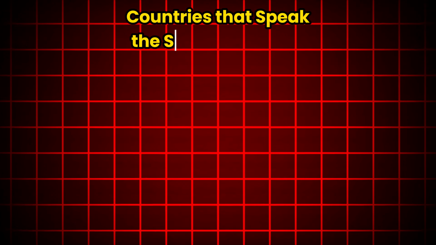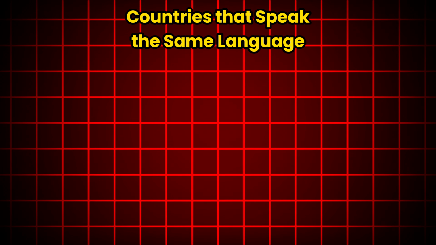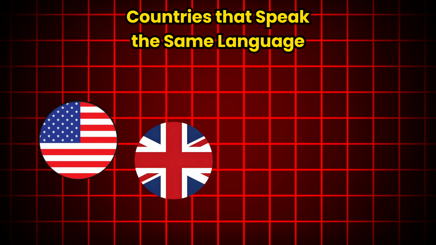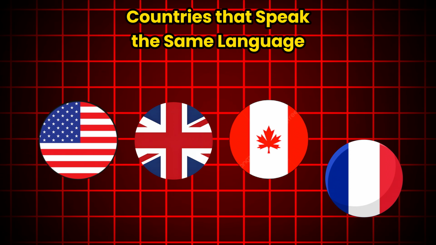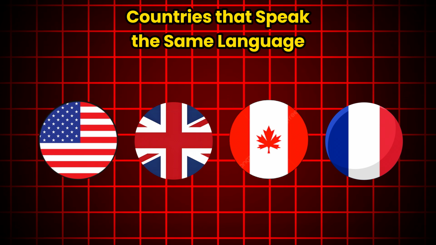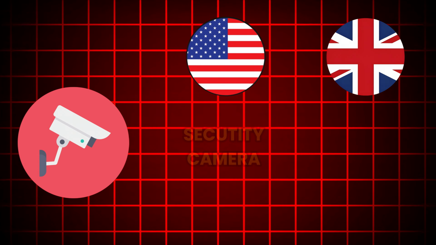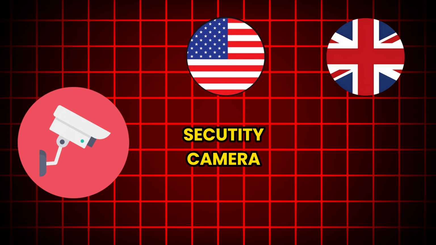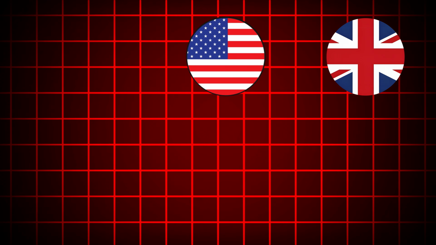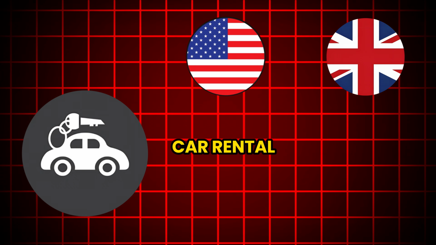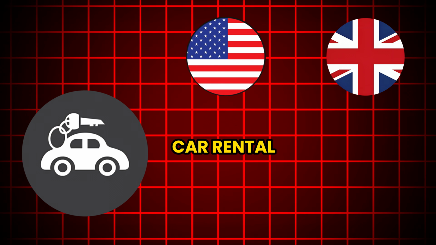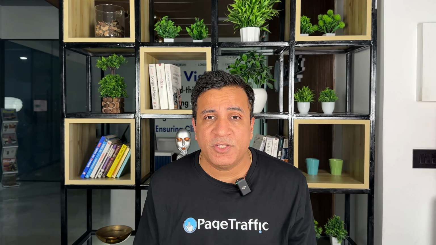Take countries that speak the same language. Some countries like the United States and United Kingdom, or Canada and France, speak the same language but with differences in vernacular. A security camera in the US, for example, is a CCTV in the UK. Similarly, the concept of a car rental is common in the US, but in the UK, it's referred to as a car hire. Therefore, while doing foreign keyword research, you need to conduct separate keyword research for each target market to optimize your content accordingly.